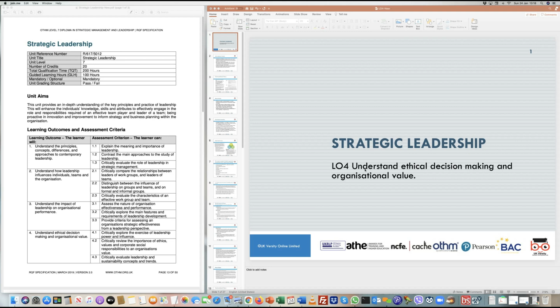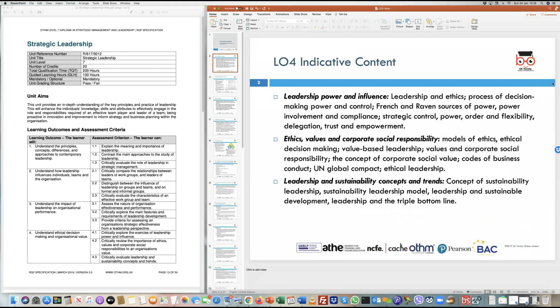leadership and ethical decision making, and leadership and corporate social responsibility. The three assessment criteria we will cover are about understanding the role of ethics, corporate social responsibility, and ethical decision making with reference to leadership. So how does leadership influence ethical decision making? How do leaders set corporate social responsibility targets in organizations? And why does the concept of 21st century leadership involve sustainable leadership?